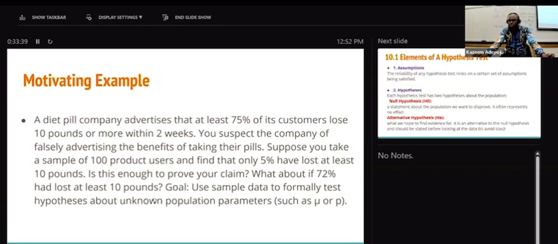What is our goal? Our goal is just to use the sample data to formally test the hypothesis about the value of the unknown population characteristic. What are we testing? We are testing the value of a parameter. We don't know the value of a parameter, but there's a guess. There's a value that is being put forward as a guess, and that's what we are testing. And in testing that, we want to use the sample information.